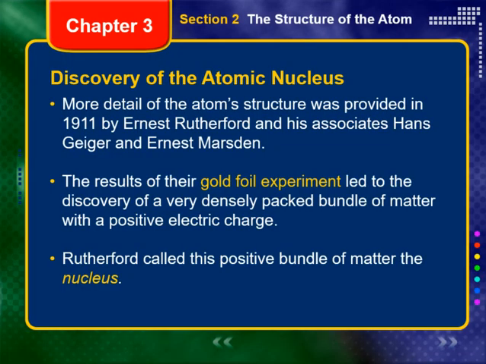More detail of the atom structure was provided in 1911 by New Zealander Ernest Rutherford and his associates Hans Geiger and Ernst Marsden. The scientists bombarded a thin gold foil with fast-moving alpha particles, which are positively charged particles with about 4 times the mass of a hydrogen atom. Geiger and Marsden assumed that mass and charge were uniformly distributed throughout the atoms of the gold foil, so they expected the alpha particles to pass through with only a slight deflection. And for the vast majority of the particles, that was the case.